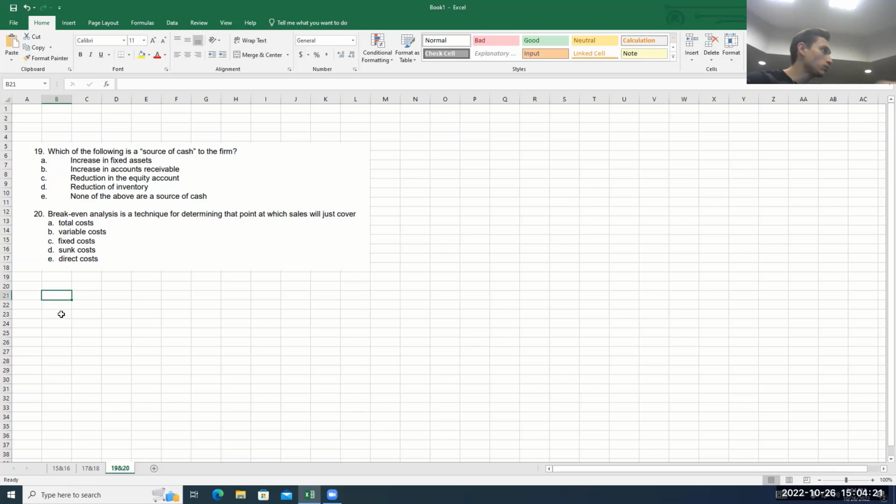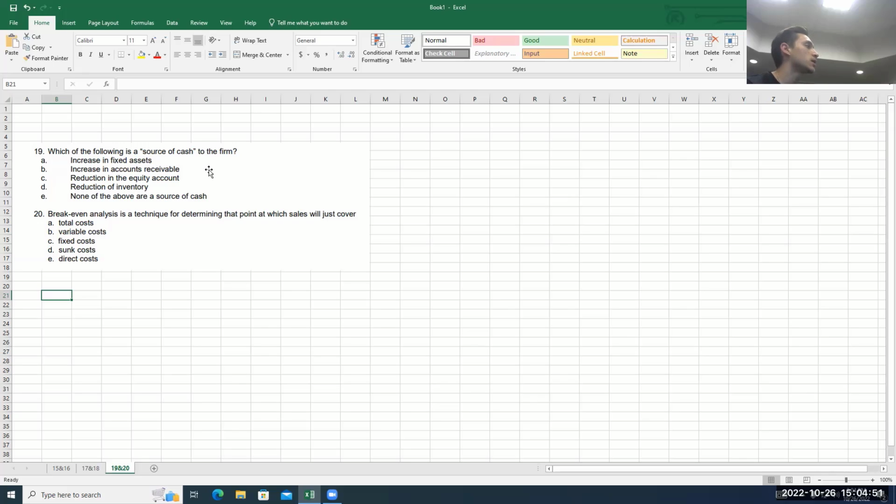So right off the bat, number A, an increase in fixed assets does not necessarily mean that we're going to have money coming in. That's for the future. Assets are based towards the future. Well, I think what they're saying there is, if you increase fixed assets, that means you must have bought a fixed asset. Yeah, so basically it's a cash outflow. We're buying the assets, so we're not increasing our cash.